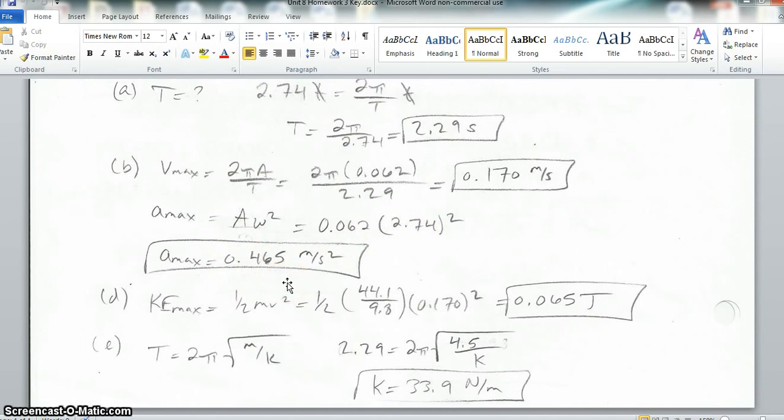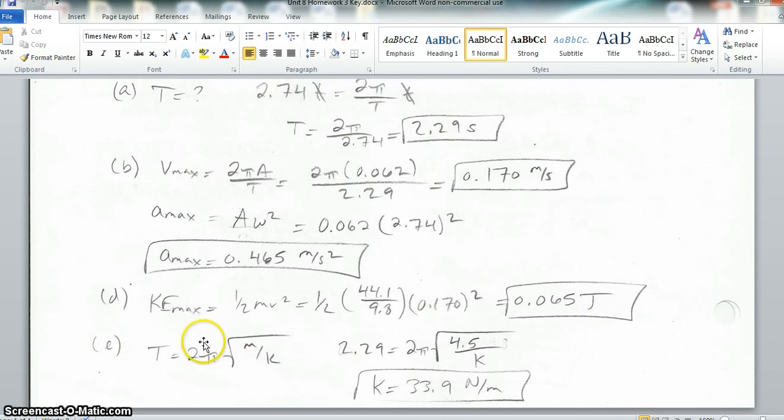As soon as I find those measurements, finding d and e is pretty easy, right? So part B gives me the maximum velocity. So to find the maximum kinetic energy, I just need to take my mass, which they told me the force of gravity is 44.1, so my mass would be 44.1 divided by 9.8, which is about 4.5 kilograms, and then times my maximum velocity, so 0.170 squared, and that gives me 0.065 joules of energy.